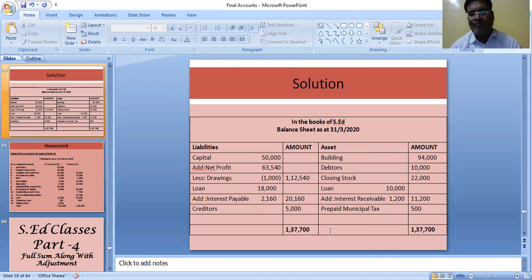When we added, 137,500, 137,500, and this is your balancing figure. This is your total, which is matched. That means more or less our sum is correct as far as the double entry principle is concerned, and you will be getting the full marks in this.